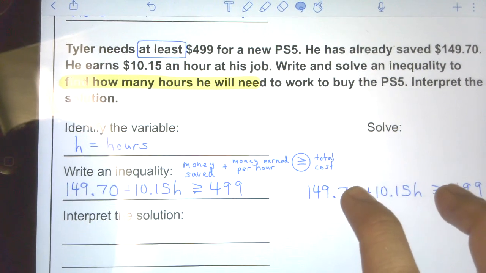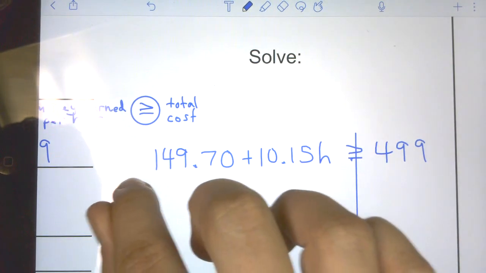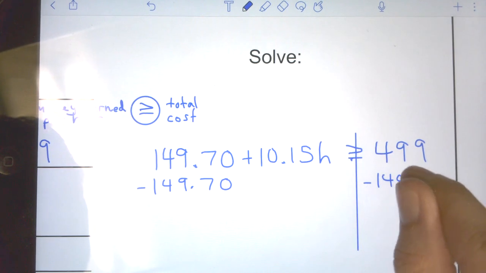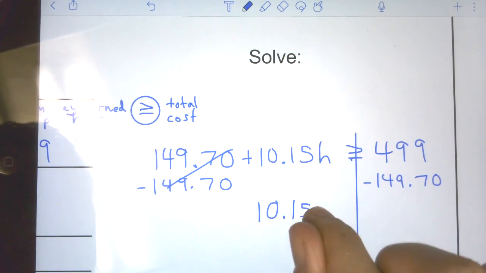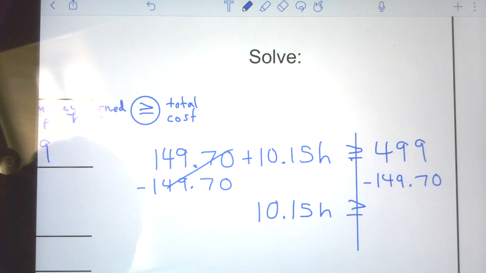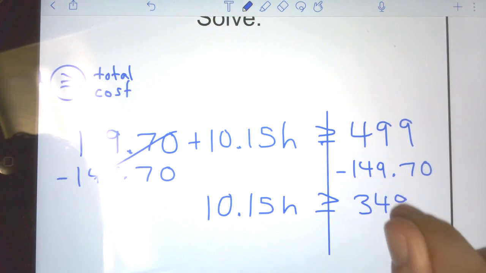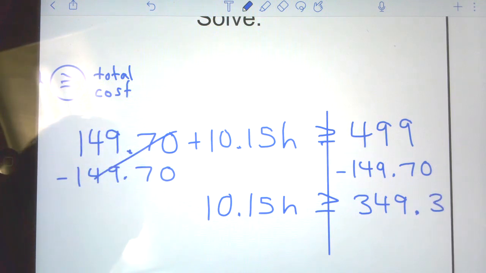I'm going to put that maybe down here just because it's kind of a long inequality. Solve it like normal though. Minus 149.70, minus 149.70. I will need to use a calculator on that. 10.15h is going to be greater than or equal to $499 minus $149.70. That's going to get me 349.3. Okay. That's what I got so far there.